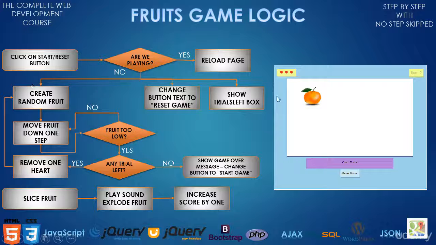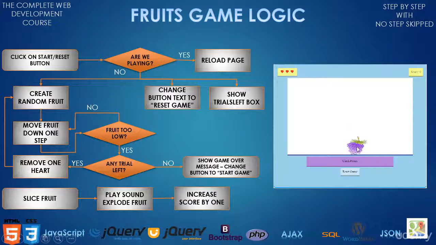Okay, once we create the random fruit, the fruit is going to start going down. So the way it's going to work is we're going to move the fruit down by one step that we're going to define later in the code. So for example, we can move the fruit down 5 pixels, and that's going to be in loop. So we move it down by one step, and then we're going to check, is the fruit too low? If it's not too low, then we are going to keep moving the fruits down. And we're going to check again, is it too low? Until the answer to that question is yes.